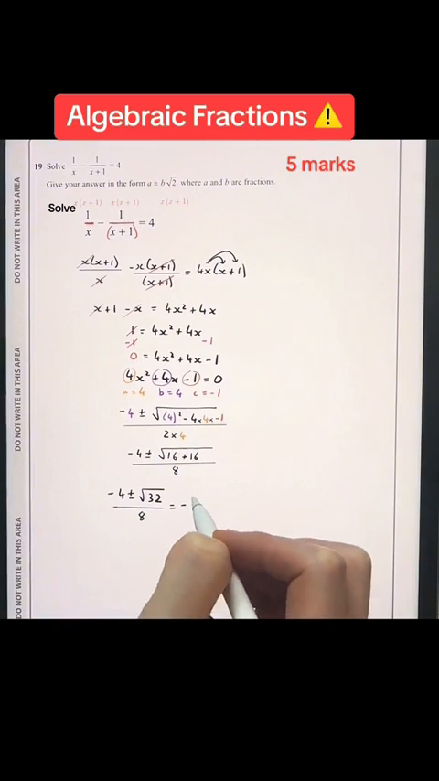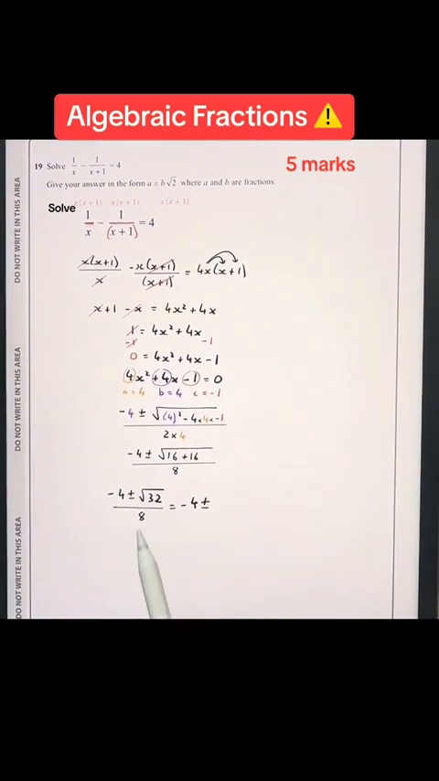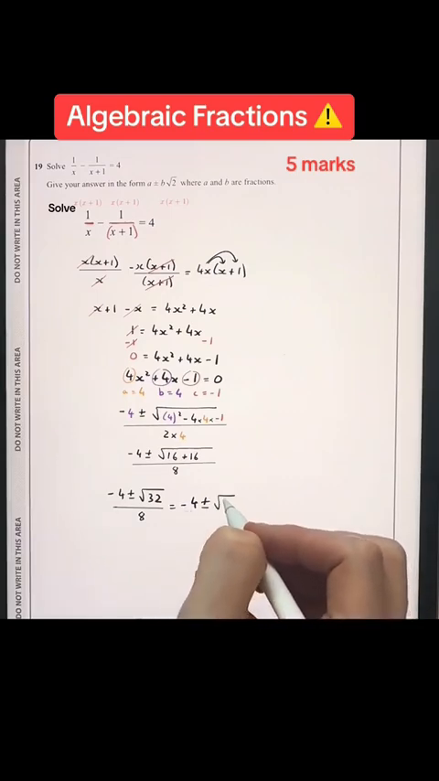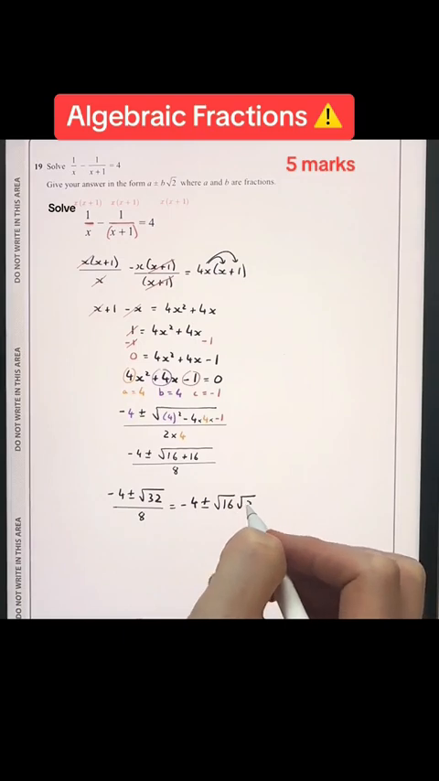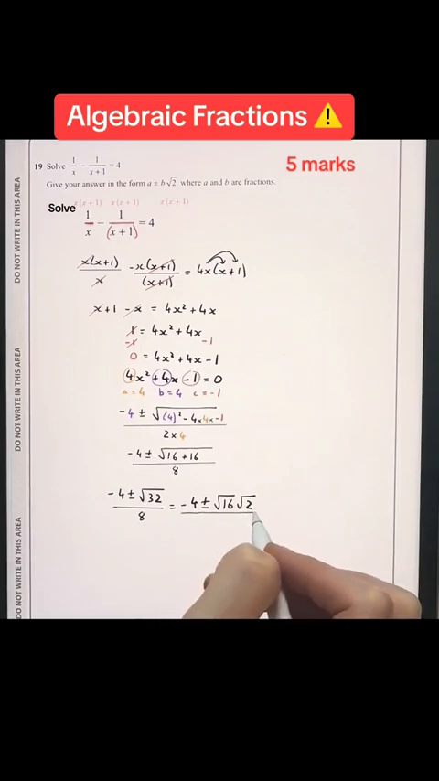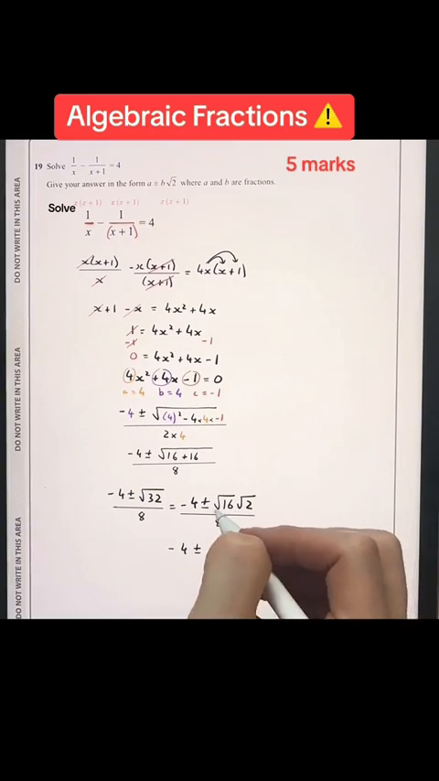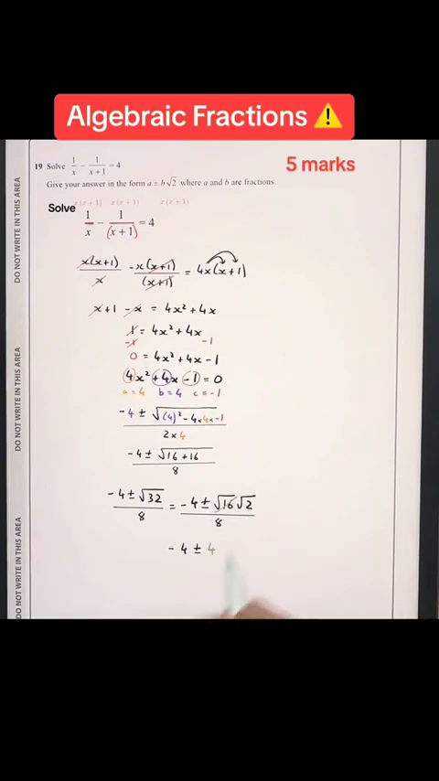Once again, simplifying the root, I want to find the largest square number that's a factor of 32, which in this case is 16. So I can write root 32 as being root 16 multiplied by root 2. Again, it's still all divided by 8. Leaving the negative 4 on the outside, leaving the plus or minus alone. I know the square root of 16 is 4, hence it comes outside. So it's going to be 4 lots of root 2. And it's still all divided by 8.